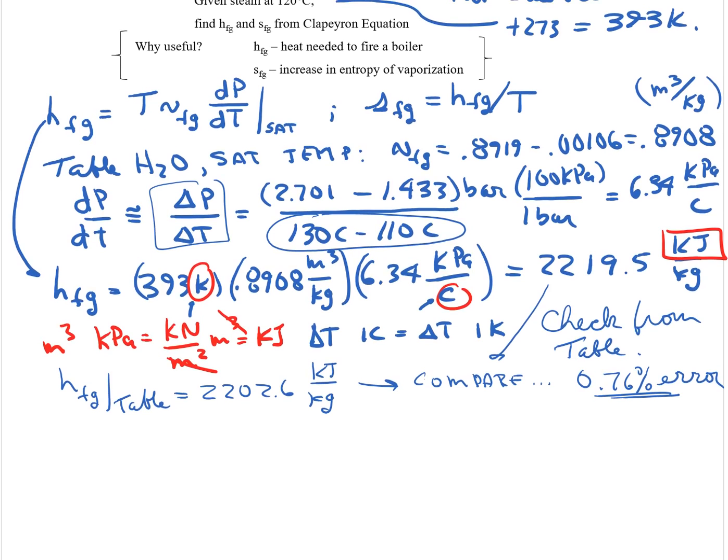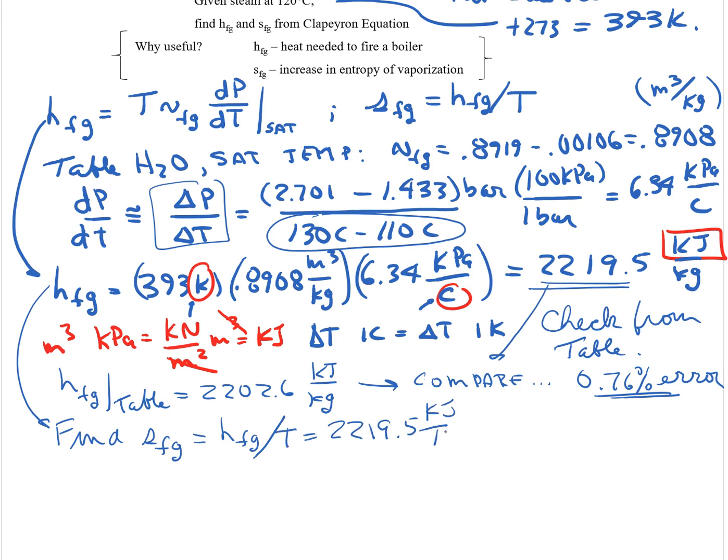I also want to use this value here to find SFG. SFG from Clapeyron is going to be, as I wrote earlier, HFG divided by the temperature. I'm going to use the Clapeyron value, 2219.5 kilojoules per kilogram divided by 393 Kelvin. When I do that, I get 5.648 kilojoules per kilogram per Kelvin.